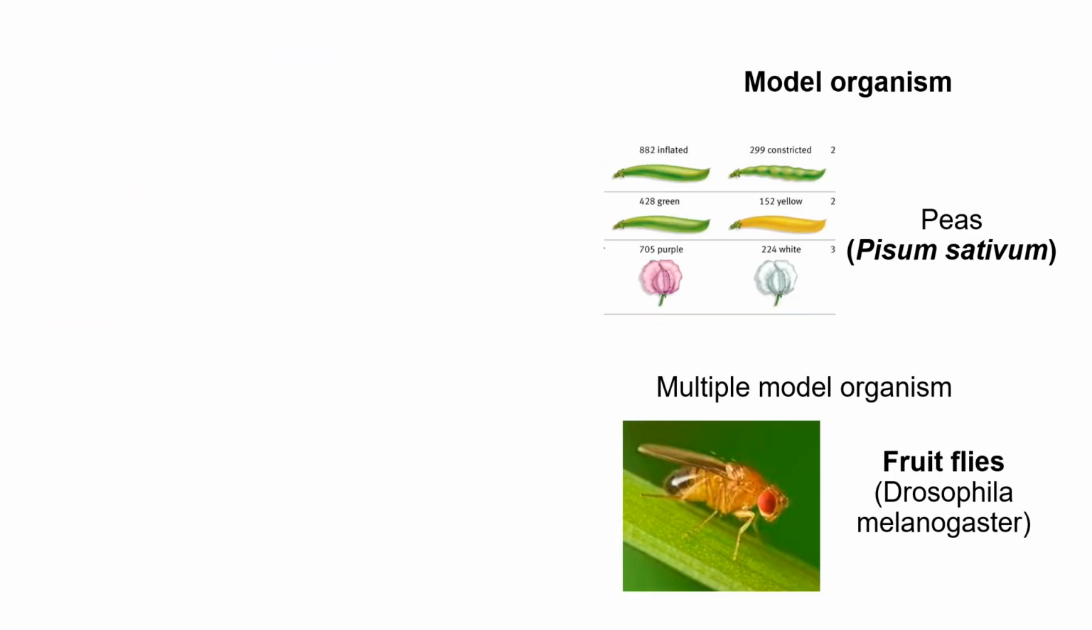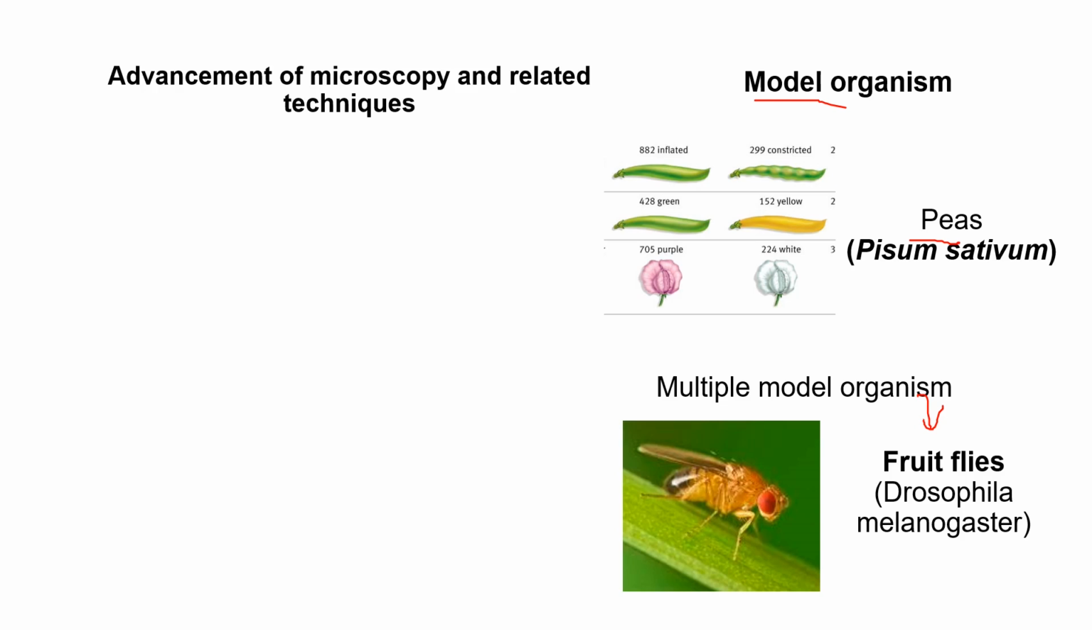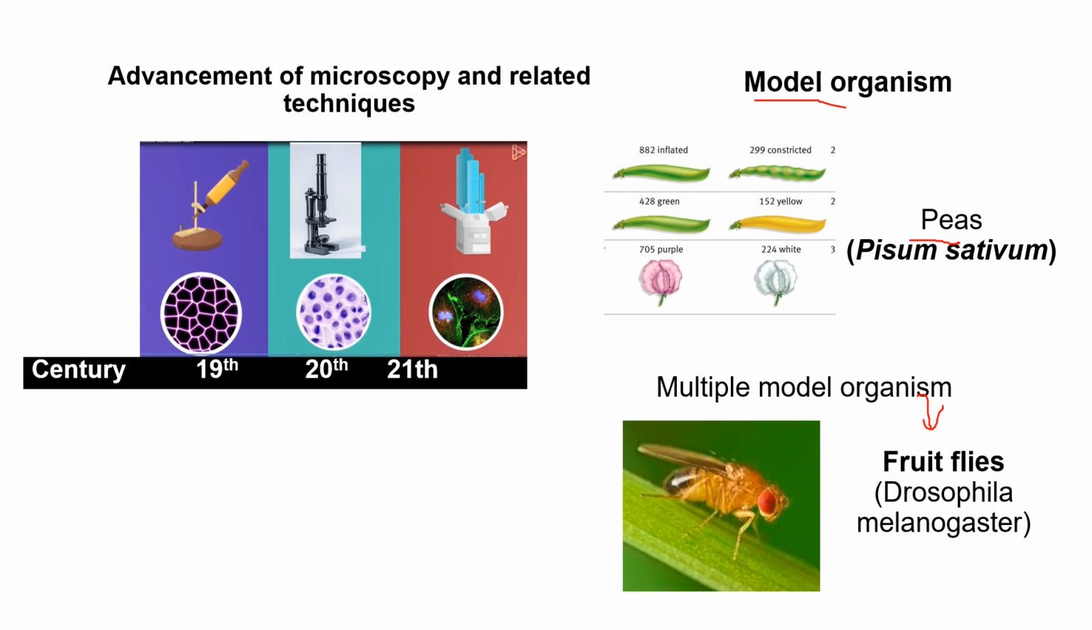Before I start talking more about the chromosomal theory, I want to tell you why they were able to propose it. One of the key things is that now, in addition to having one model organism that Mendel used, the pea plants, they start using multiple model organisms like fruit flies. And we will talk about that. And in addition to that, Sutton and Boveri used other model organisms, but that was not the only change in approach that they made. Now there was a huge advancement of microscopy and related techniques.